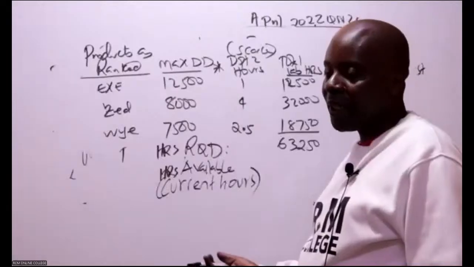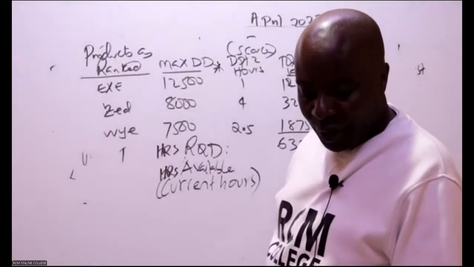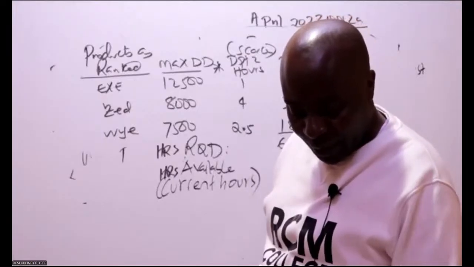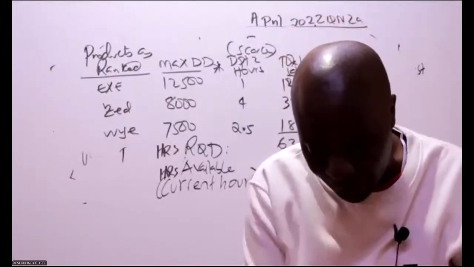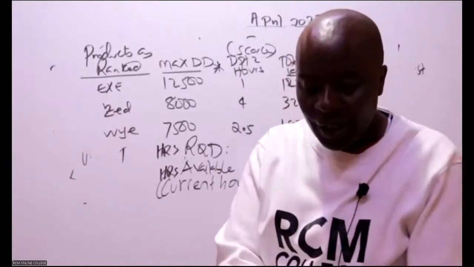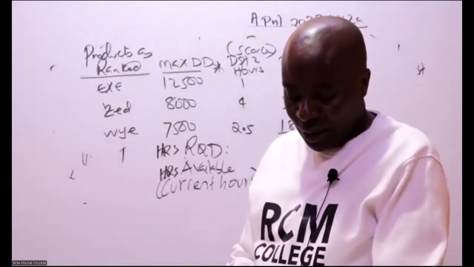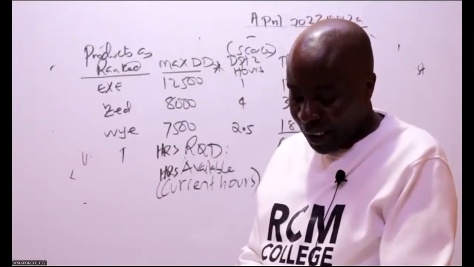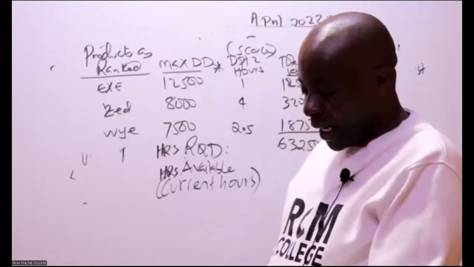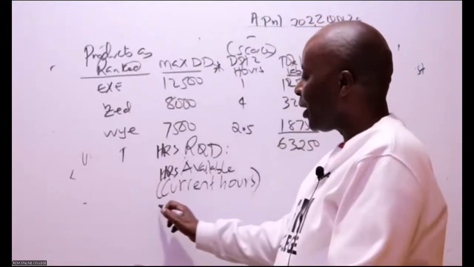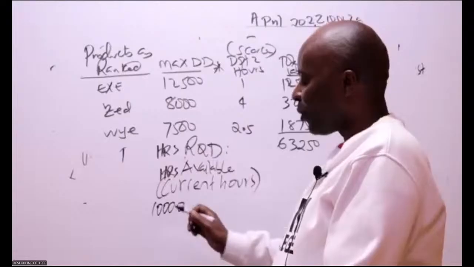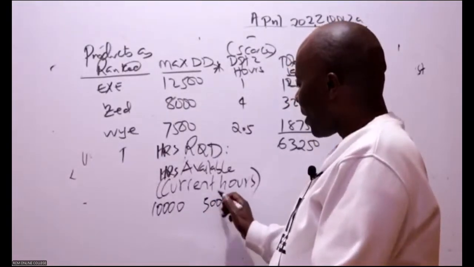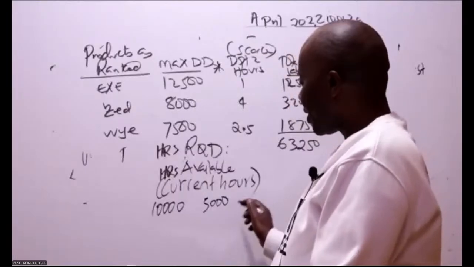So use current output. If you see, ladies and gentlemen, there is a place where they have given you the current output. There is a place on top of that table at the very beginning, first paragraph, where they have given you the current production: for X is 10,000, for Y is 5,000, and for Z is 6,000.